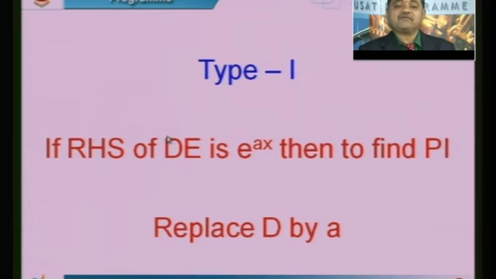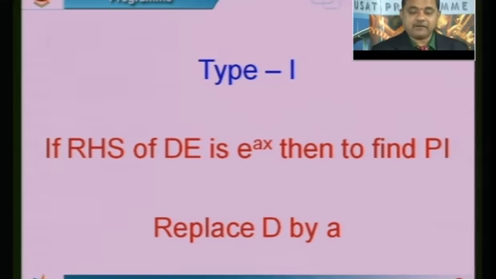So once again we are reviewing. What is type 1? It is k e power ax or e power ax. How to find the particular integral of it? Replace d by a. But e power ax into v will occur, where v is either a polynomial or sin bx, cos bx. So you will get type 2 or type 3.